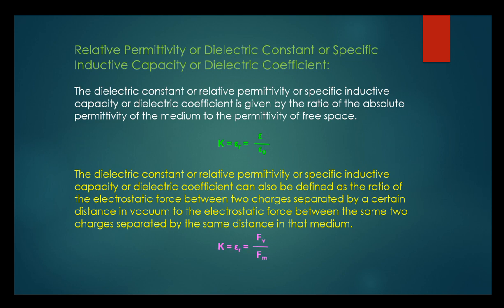So K can also be written as F in vacuum to F in medium. We have seen the two expressions. If you divide the two expressions, we will get dielectric constant K. One more point to remember here is dielectric constant, being the ratio of similar quantities, has no unit.